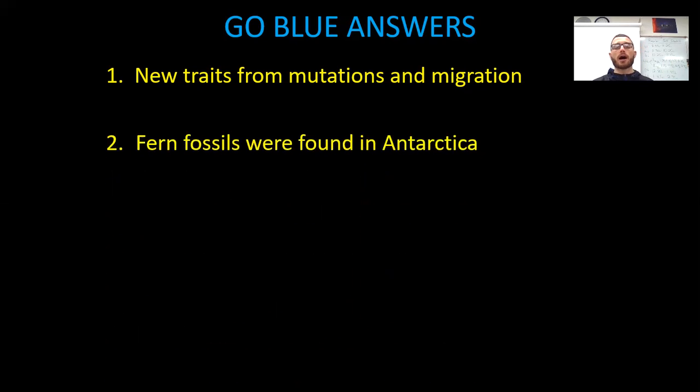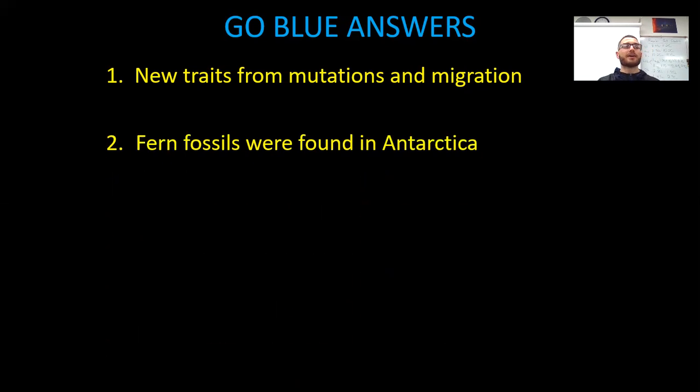Number 2, plants for continental drift. One of the biggest lines of evidence were ferns, these tropical kind of plants. Fern fossils were discovered in Antarctica. And if you know anything about Antarctica, there are no plants there today. All you've got is a bunch of ice. You've got penguins, you've got seals. Again, polar bears are at the North Pole, not the South Pole.